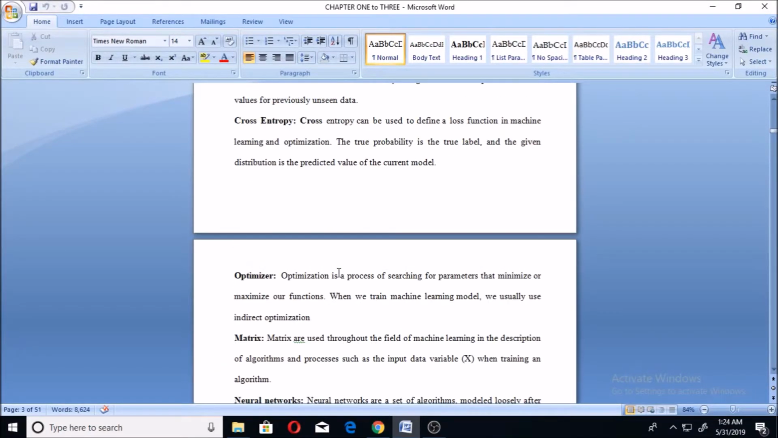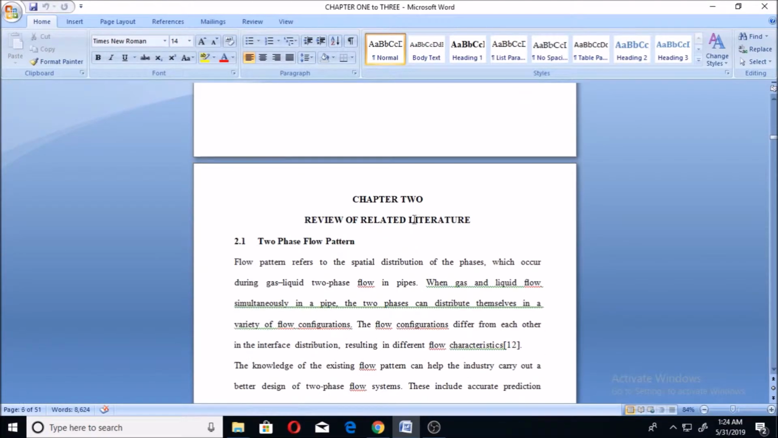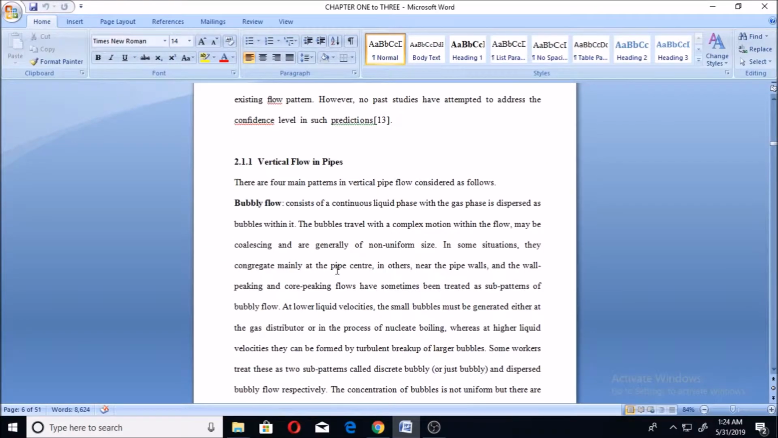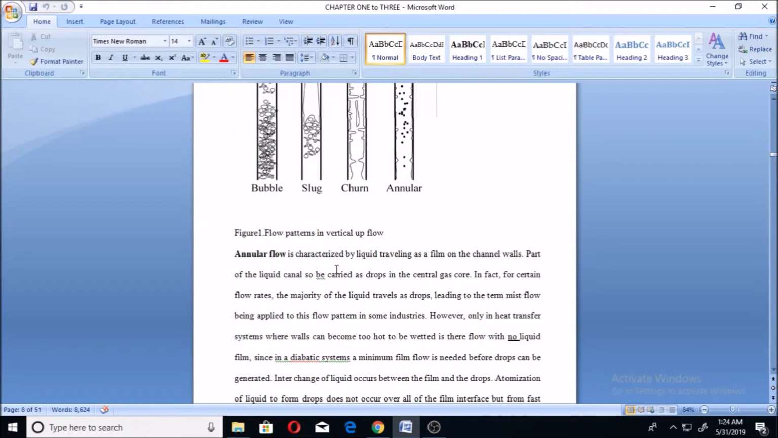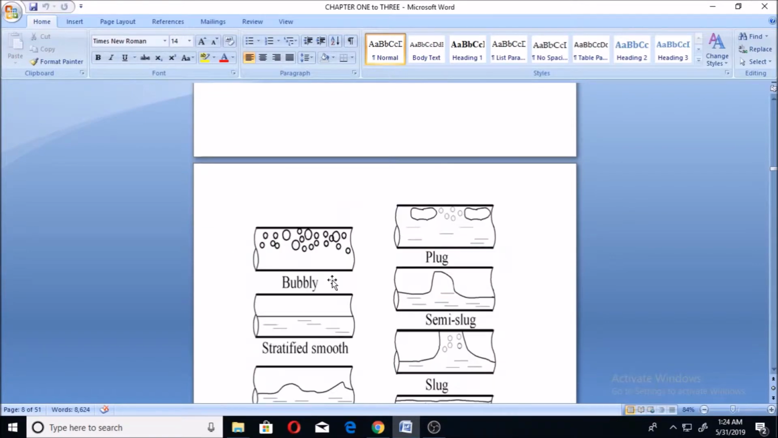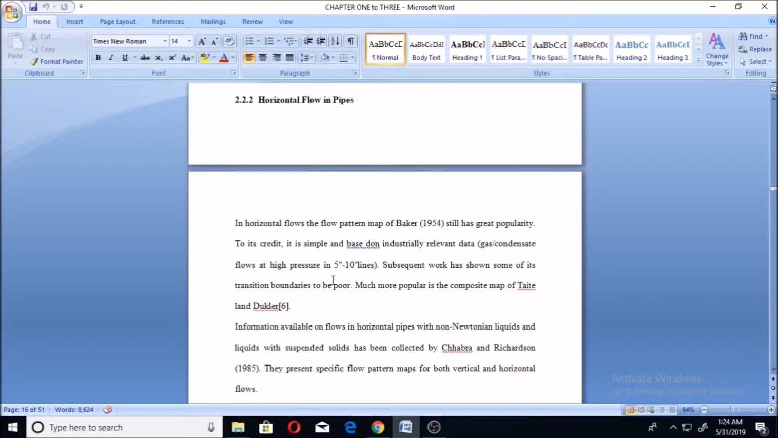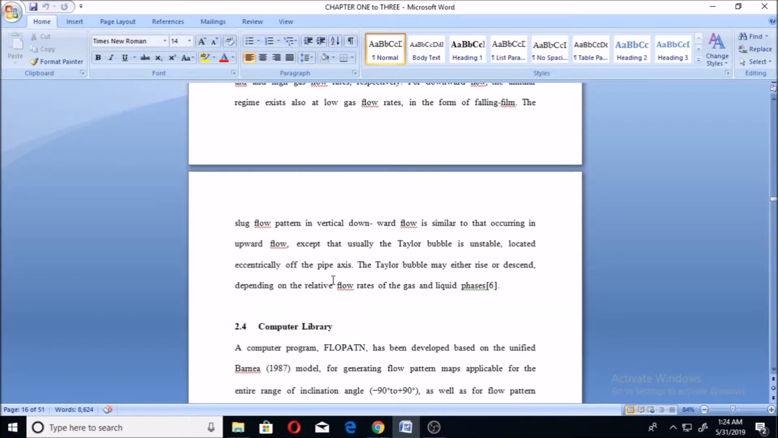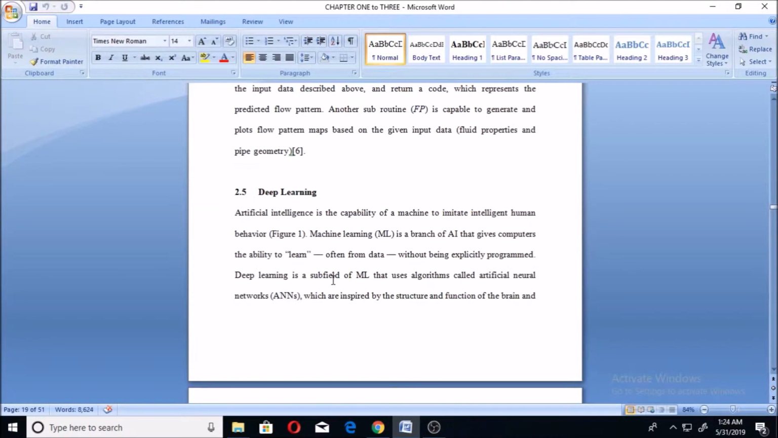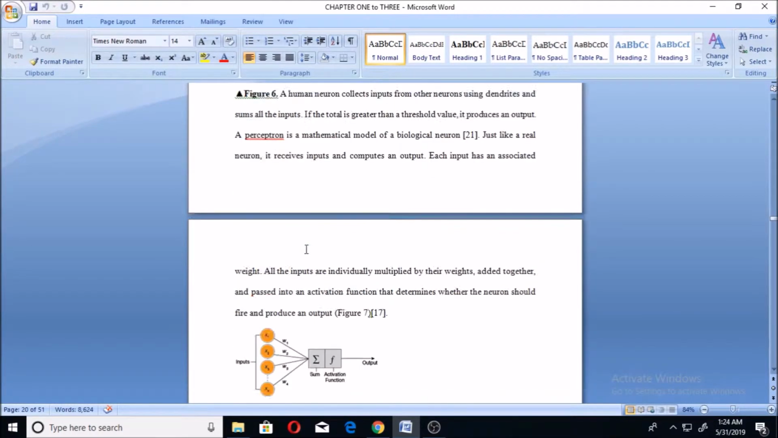Then after that you go over to chapter 2, where you have the literature review, where you explain the major terms in the topic that you're working on. Because I'm working on two-phase flow, that's why I have to define things about two-phase flow and the various types of two-phase flow. Then I'm also talking about deep learning, using deep learning as a tool to classify flow patterns. So because of that, I'm also going to talk about deep learning. So this is the section on deep learning. So you talk about many things.